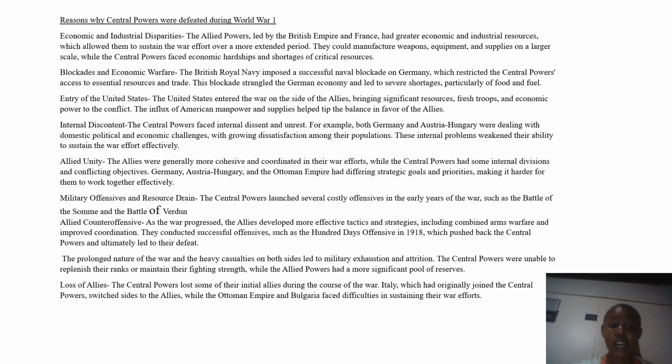The Allied counter-offensive. As the war progressed, the Allies developed more effective tactics as compared to the Central powers, which led to their defeat. Then there was also the prolonged nature of the war, and the heavy casualties on both sides led to military exhaustion and attrition. Then loss of allies. The Central powers lost some of their allies, such as Italy.